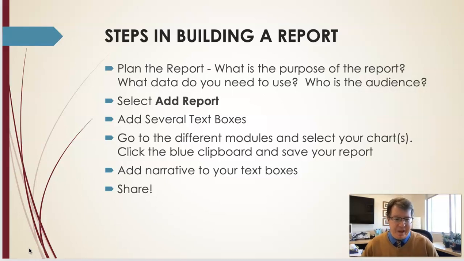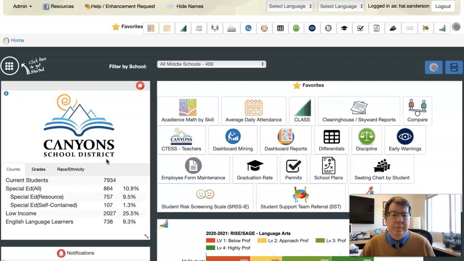When you have the elements and the charts you want sketched out on a piece of paper, you can go into the reports module and click Add Report. I'll show you. I recommend you get a bunch of text boxes that you can use for a variety of things for dividing up your report. Go out and find modules and look for your charts and click the blue clipboard and save to your report. Continue with the narrative about the data charts, and then be sure to select Share. So let's go out and look at this.